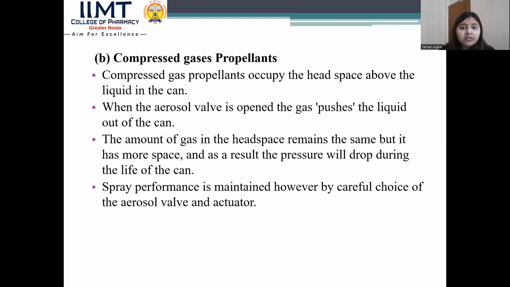Now, these are the compressed gas propellants. Compressed gas propellants occupy the head space above the liquid in the can. When the aerosol valve is opened, the gas pushes the liquid out of the can. So this is how compressed gas propellant works. The amount of gas in the head space remains the same, but it has more space, and as a result, the pressure will drop during the life of the can. Spray performance is maintained, however, by careful choice of the aerosol valve and actuator.